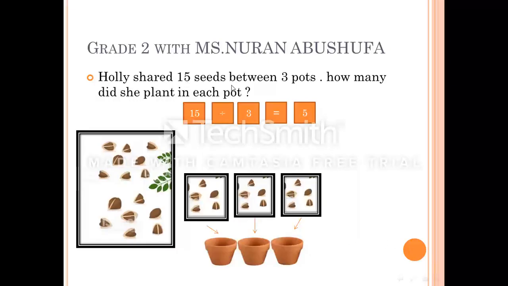Holly shared 15 seeds between 3 pots. How many did she plant in each pot? So Holly has 15 seeds and she wants to plant them in these 3 pots. She shared them between these 3 pots. How can we know this? We can just do it by division. As I said, sharing is dividing. So 15 seeds divided by 3 pots equals 5. Why? Because 5 times 3 equals 15.